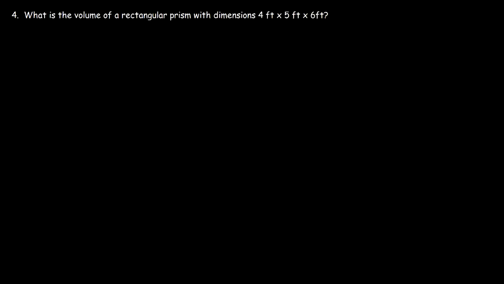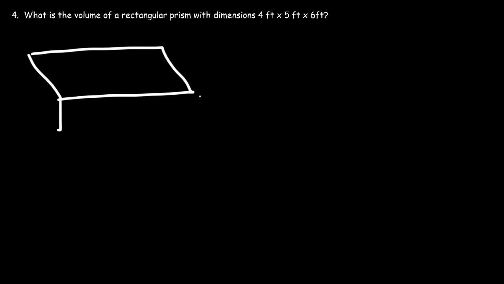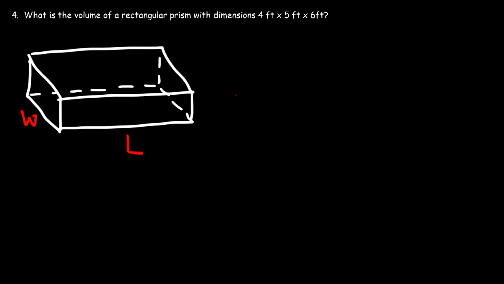Number 4. What is the volume of a rectangular prism with dimensions 4 feet by 5 feet by 6 feet? So here's a rectangular prism. It looks like a box. And so that's how we can draw it. To find the volume, you just need to multiply the length by the width by the height.